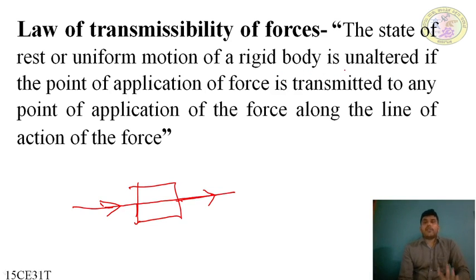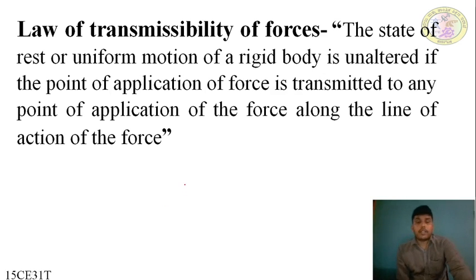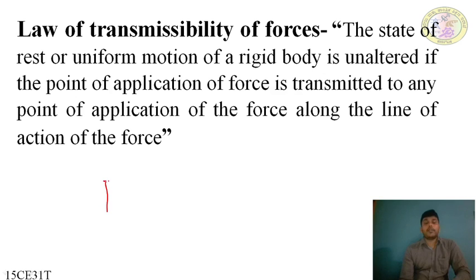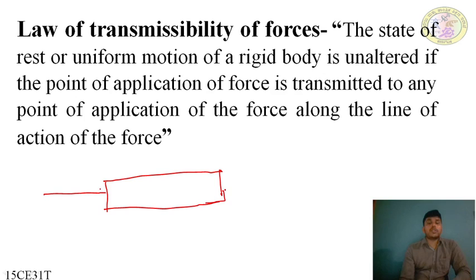The law of transmissibility of forces states that the state of rest or uniform motion of a rigid body is unaltered if the point of application of the force is transmitted to any other point along the line of application of the force. I will explain it once again. Let us assume this is a body, and we apply a force in this direction along the line of application of the force. It will have the same effect if we apply the force here also.